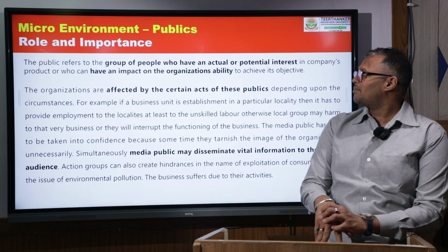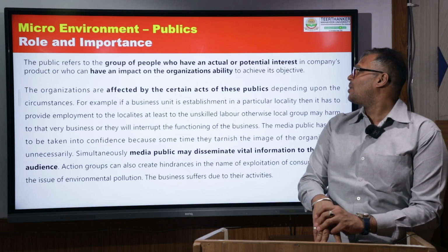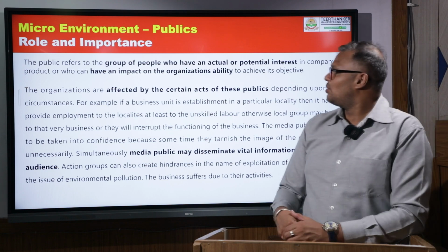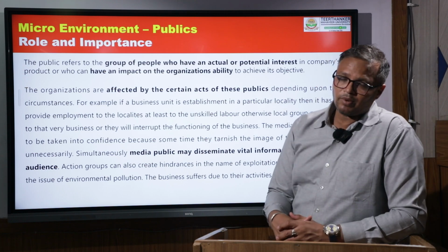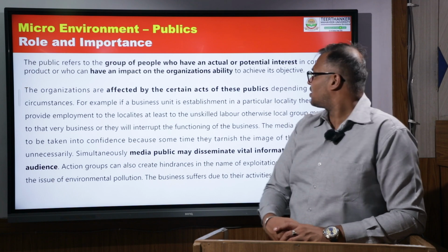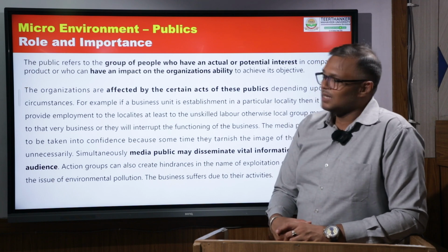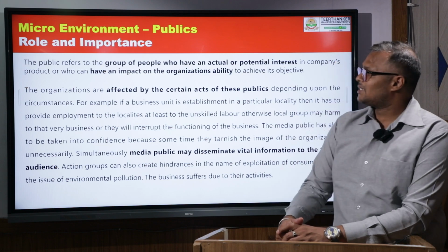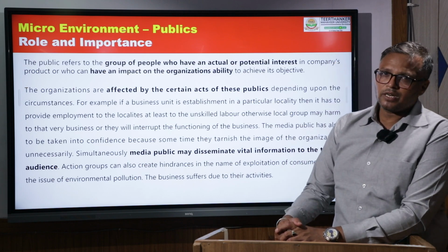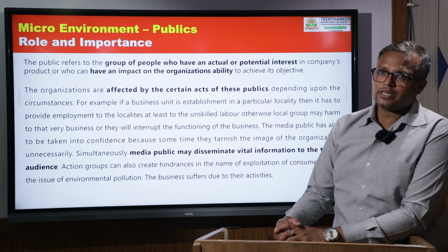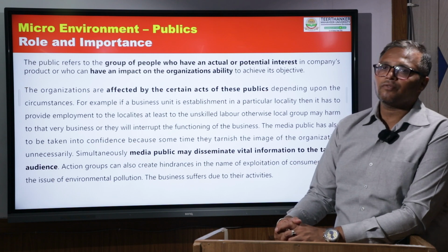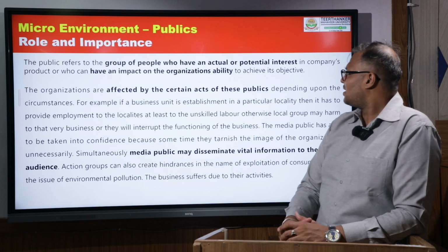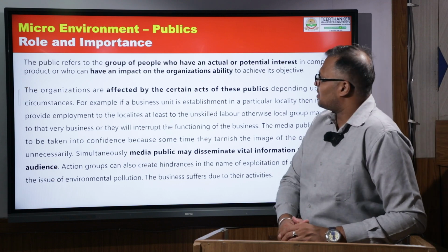See, public are those people who may or may not be their actual or potential customers. But these are the people who impact the organization very strongly by giving their own opinions, their own thoughts. Generally, the public is represented as the common man. These days, because of social media, online presence and digitalization, the role of the public is very strong when we talk about the market. So organizations are affected by certain acts of the public depending upon their circumstances.